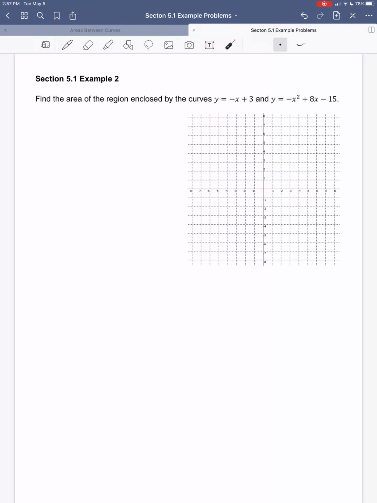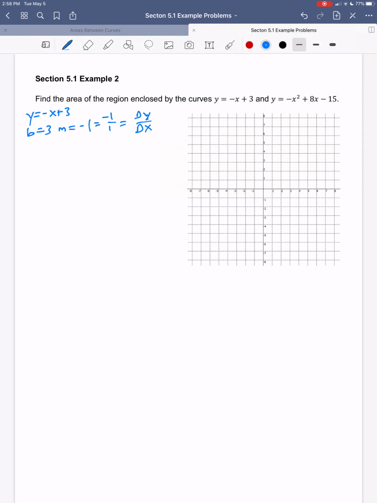In this example problem, we're going to find the area of the region enclosed by these curves. To find that, we're probably going to have to graph these. So when I look at, of course, y equals negative x plus 3, that's just a line. So it has a y-intercept of 3 and a slope of negative 1, which in terms of change in x, change in y, would be down 1 and to the right 1.